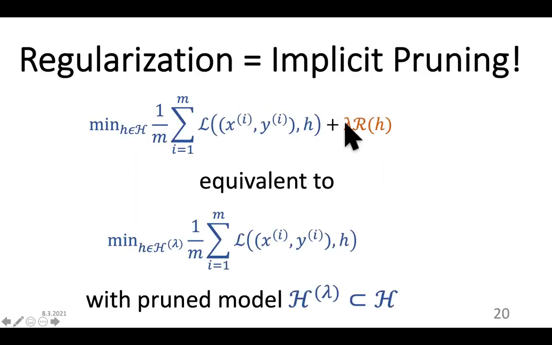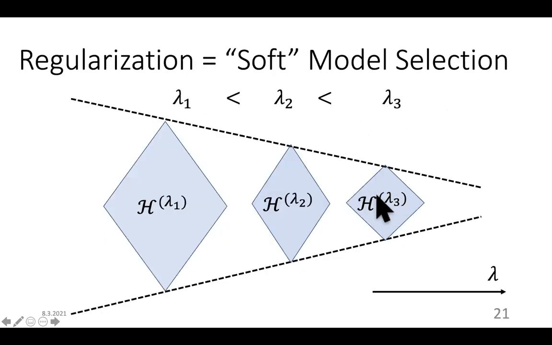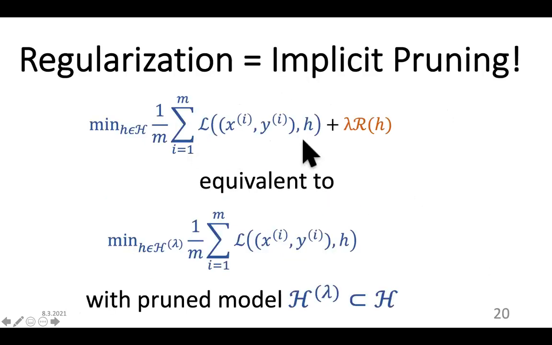In the extreme case, if we make lambda extremely large, the effective hypothesis space reduces to 1 point. The training error then becomes meaningless. The only thing that matters is to make this regularization term as small as possible.